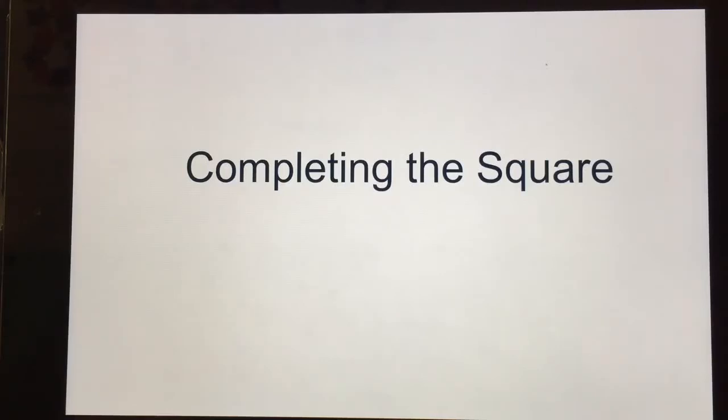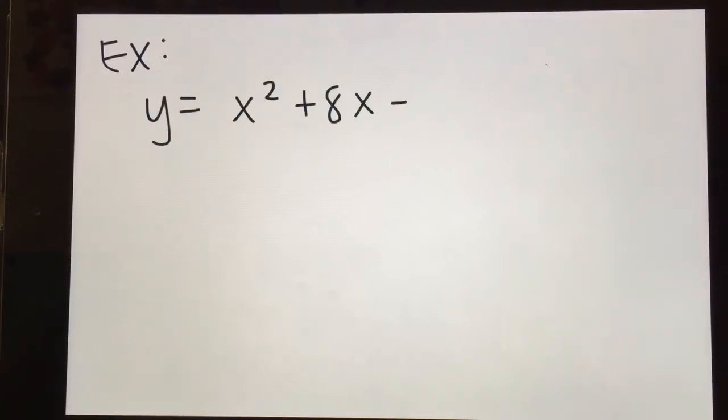So this is going to be a review video on completing the square, in case you forgot how to do it. So we're just going to do two examples. Here is the first one. We're going to say y equals x squared plus 8x minus 3.